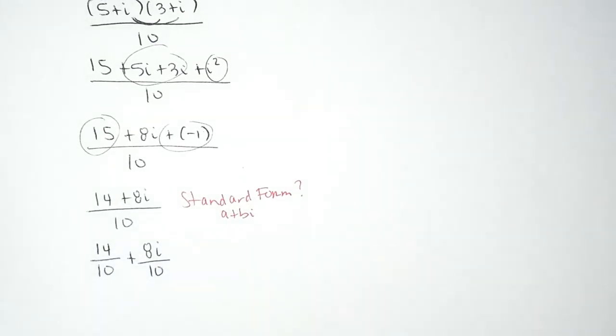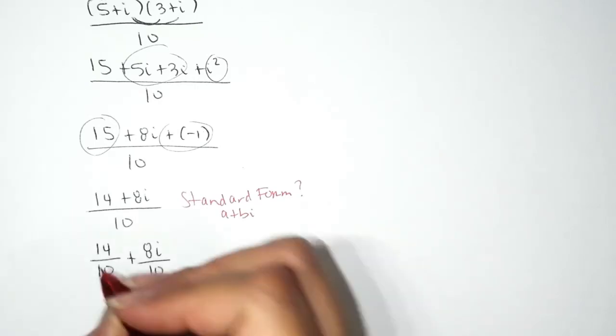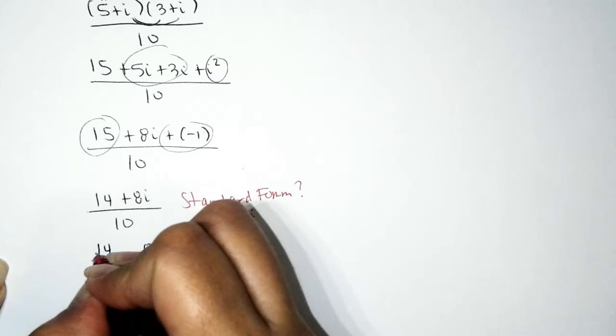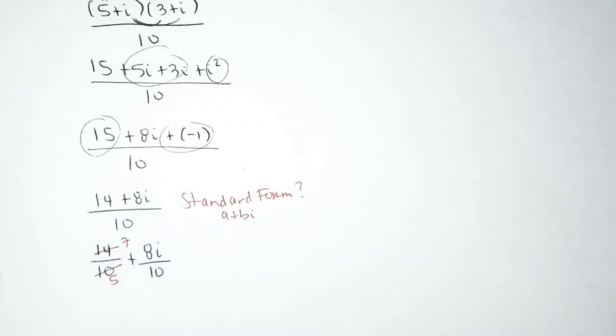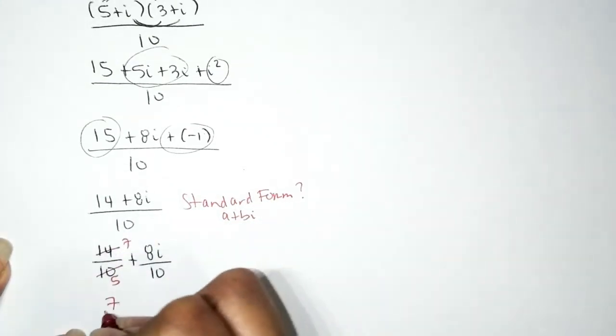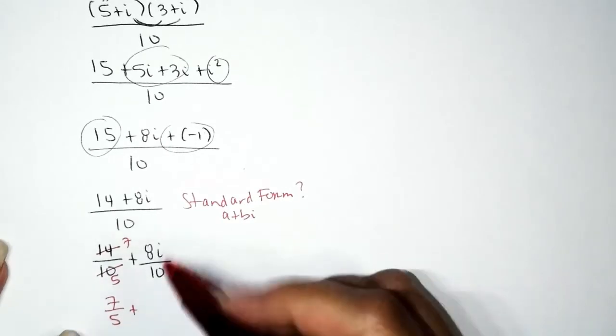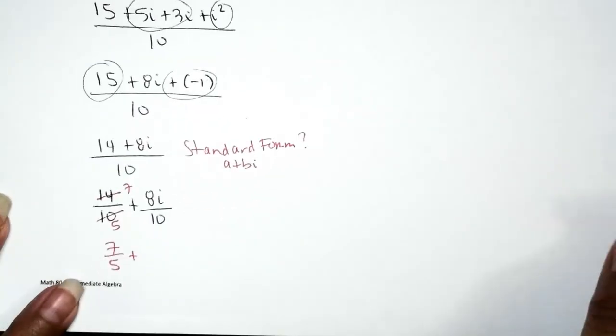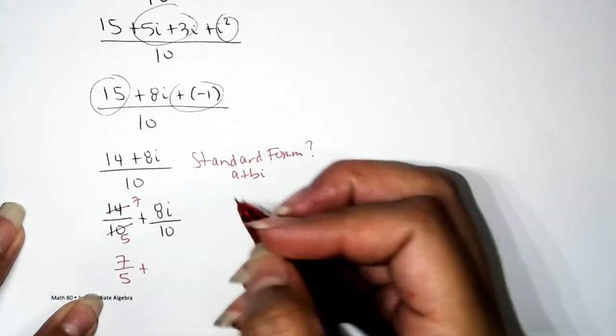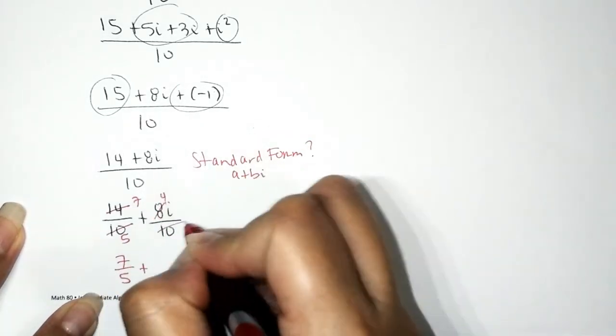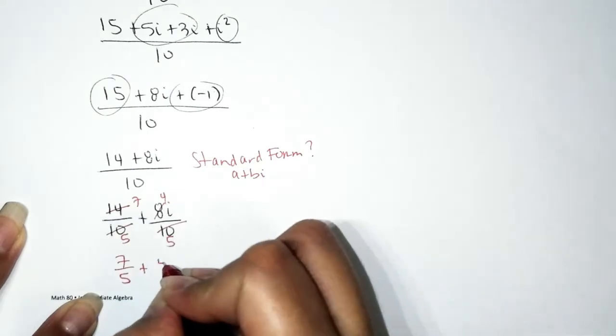Now that we have split the real part from the pure imaginary part, I have the green light to ask myself, are both parts reduced? And in this case, they're not. For the first part, 14 and 10 have a common factor of 2. 2 goes into 10 5 times, and into 14 7 times. So that will leave us with 7/5. Plus, 8 and 10 have a common factor of 2, so let's reduce it. 2 goes into 8 4 times, and into 10 5 times. So that will leave us with 4/5.